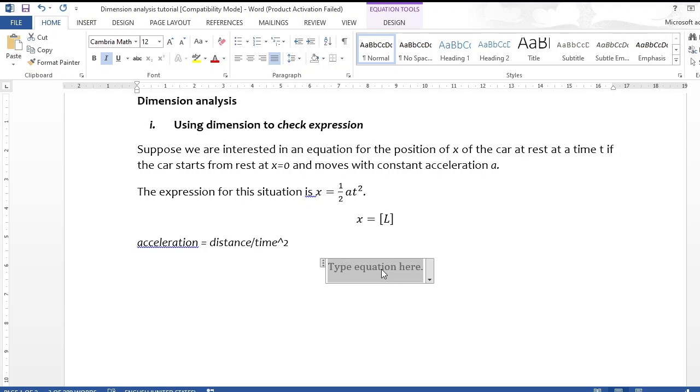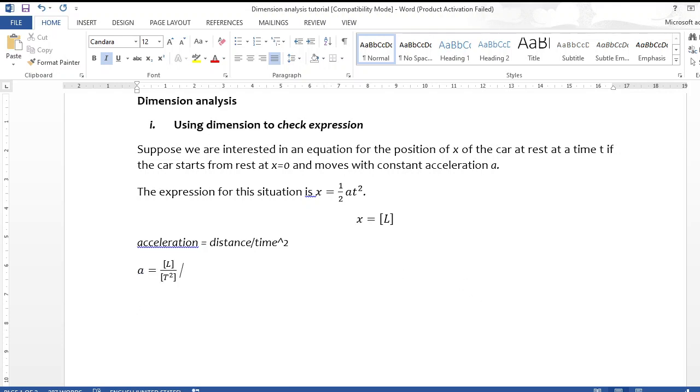So if acceleration is distance over time squared, and we know that distance has dimension of L, while time has dimension of T, so I put time as dimension of T. Therefore, the dimension of acceleration is L over T squared.